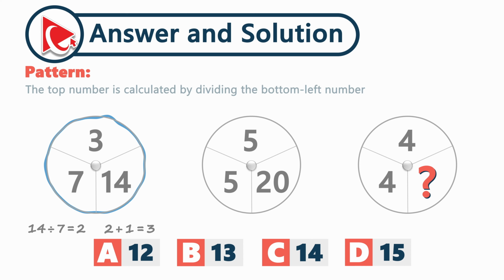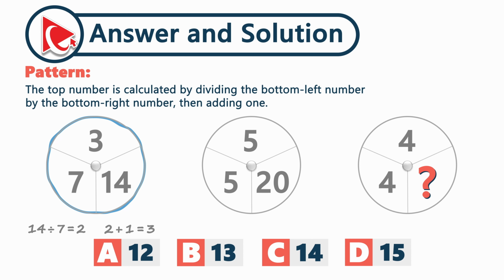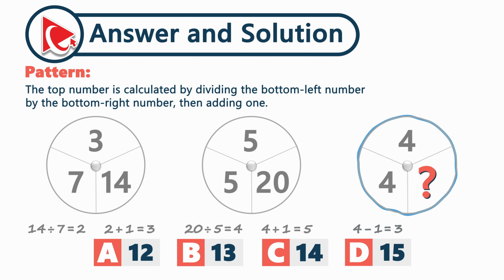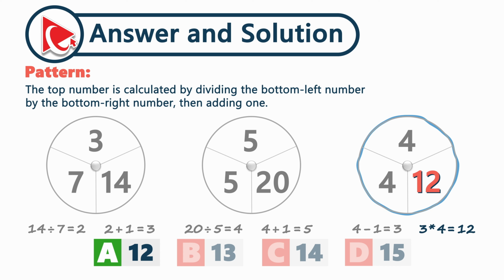In fact, the pattern here is that the top number is calculated by dividing the bottom left number by the bottom right number and then adding 1. Let's shift the focus to the second circle and do the calculations. 20 divided by 5 plus 1 equals 5. And for the third circle, we need to do a little bit of math here. Can you guess what the formula would be? I think you got it right. 4 minus 1 in parentheses multiplied by 4 equals 12. And the correct answer here is choice A, 12.